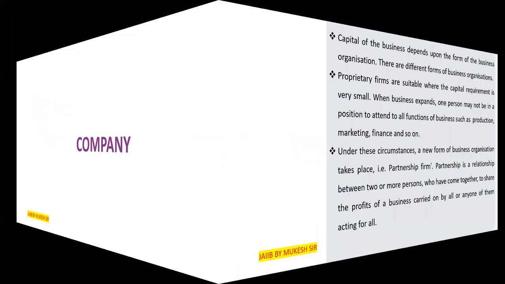In the LRB, you will expect 2 to 3 questions. Here you will expect one question from today's session, because it will constitute 2 chapters. So we will expect questions according to that. Let's start our discussion.